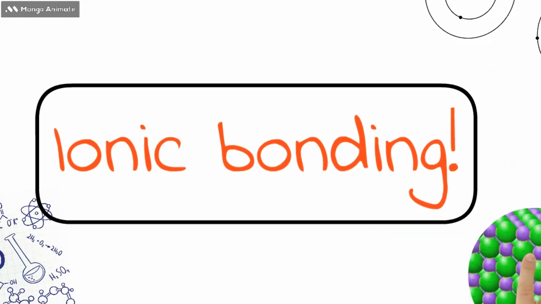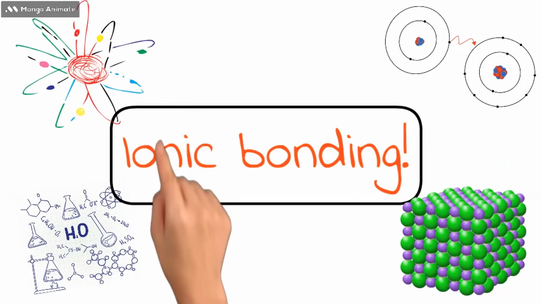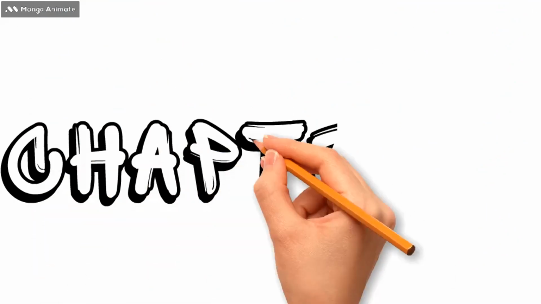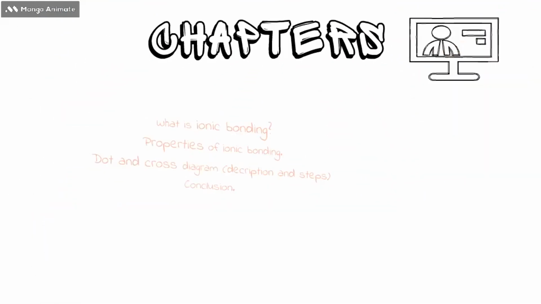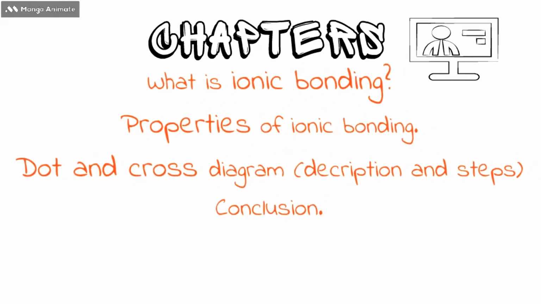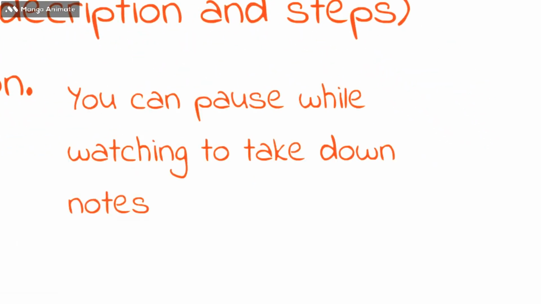Ionic bonding. Okay, now let's have a look at the chapters. What is ionic bonding? Properties of ionic bonding, dot and cross diagram with description and steps, and finally a conclusion.